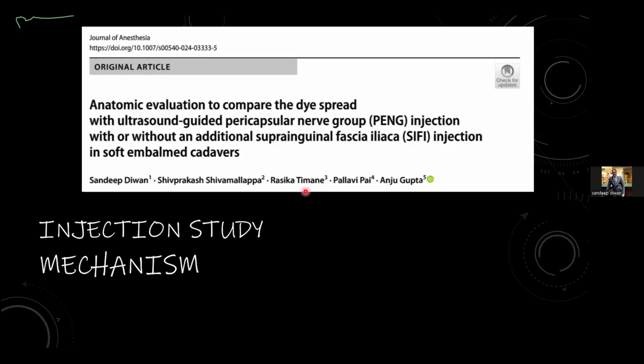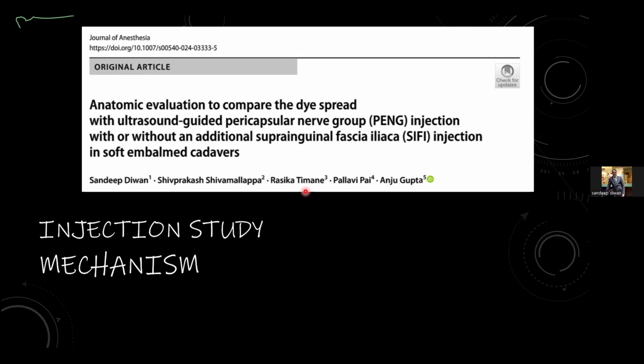Coming to the PENG block, now we studied the mechanism of action. Now there's a lot of articles which mention that it affects just the articular branches of the hip, that's the femoral and the obturator nerves. And if you inject just at the site which is lateral to the psoas tendon on the iliopectineal eminence, it is possible that the drug would just be contained there and doesn't spread anywhere else. And it's a true pericapsular block. That is what has been mentioned by Tran and colleagues as well.